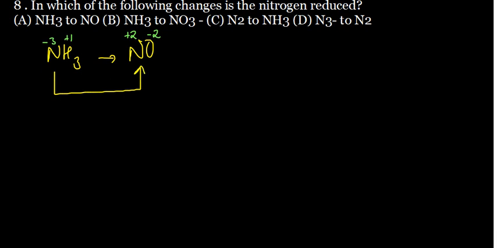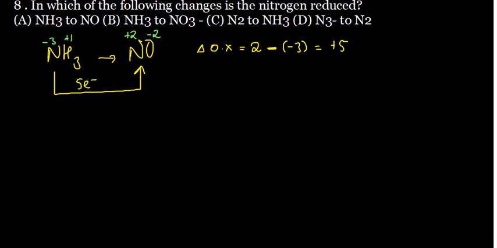So if I find the change in oxidation number: the oxidation number on the product is +2. Change is always final minus initial. So minus the initial oxidation number, which is -3. So this is going to give us +5, meaning that 5 electrons have been transferred.